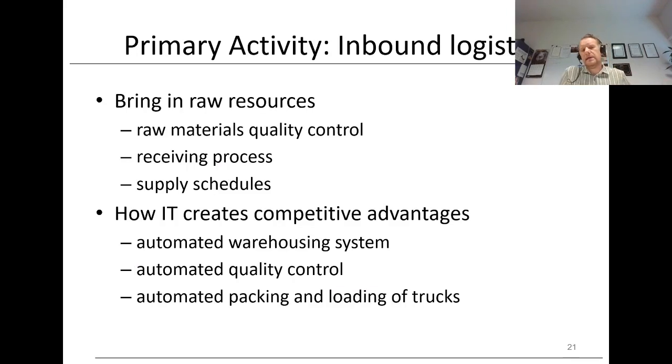Let's look at inbound logistics as the first example of a primary activity. So here we bring in the raw resources. That could be raw materials. If you have raw materials, there should be a quality and actually also a quantity control. Were they delivered in the right quantity? Were they delivered with the right quality? The receiving process. What's the receiving process? What's the registration process, right?